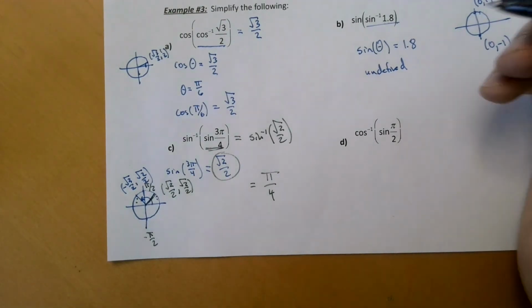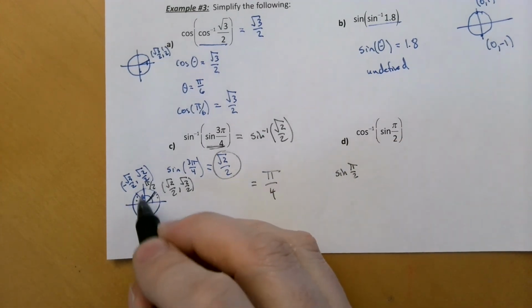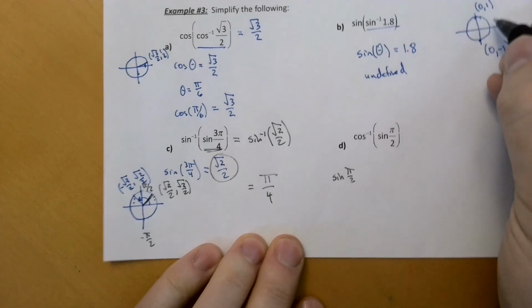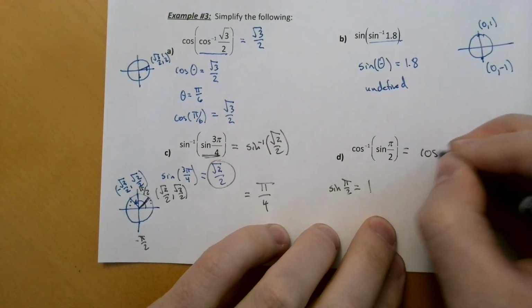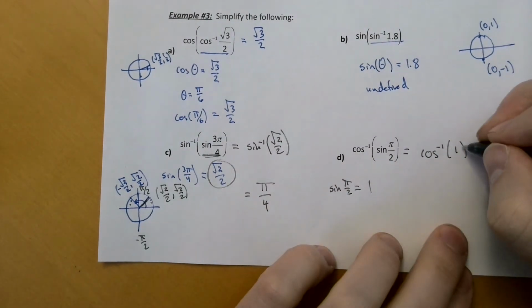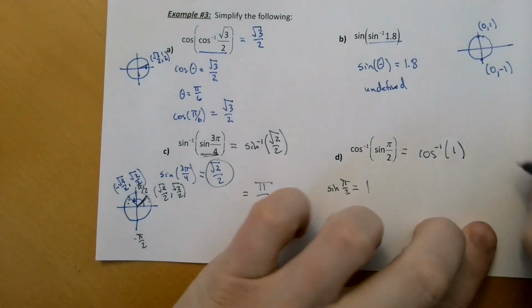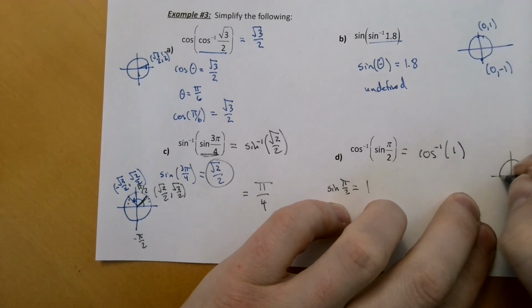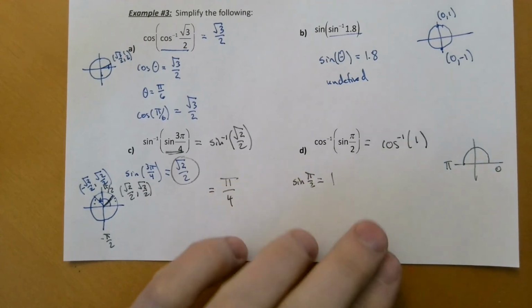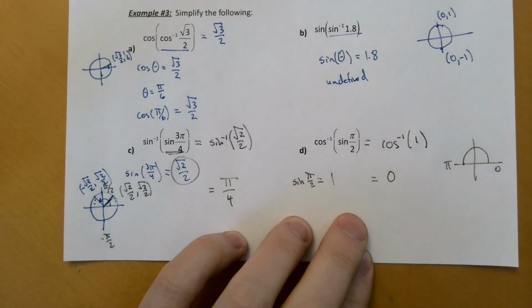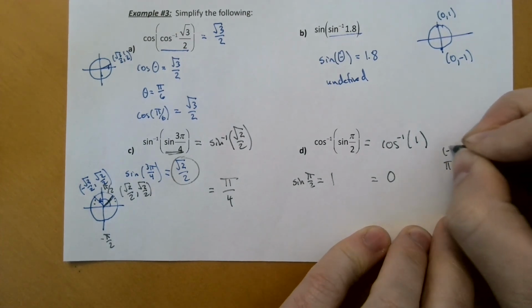Okay, let's do our last one here. What is sine of pi halves? Sine of pi halves happens to be 1, right? So then what this really becomes is, what's cosine inverse of 1? Recall that the range of cosine inverse is all values from 0 to pi. In other words, we're fixed in the first and second quadrants for the possible outputs of the inverse function. So where is it? It's at 0 radians. This is where x is 1. Note pi is where x is negative 1.